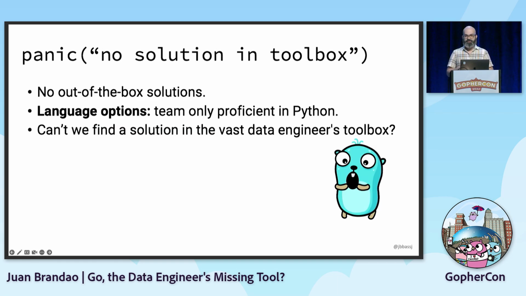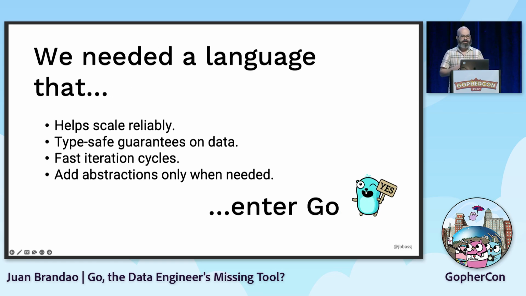The team was solely proficient in Python, the obvious option, as it always is for almost any data engineer. But in the past, we've had challenges with efficiency, scaling, and maintaining Python code for similar projects. We needed a language that could help us scale reliably, could help us make type-safe guarantees on data, that has fast iteration cycles, and that could allow us to add abstractions only when needed, as we never know what new challenges the next data source could throw at us. Spoiler alert, we chose Go.